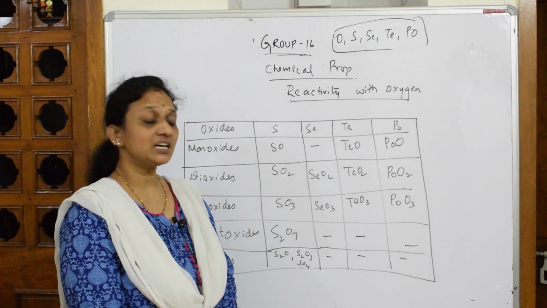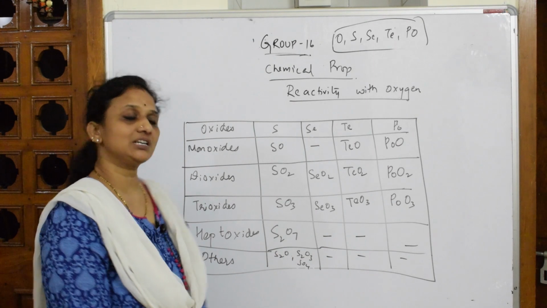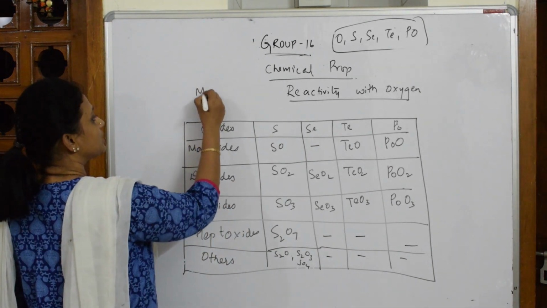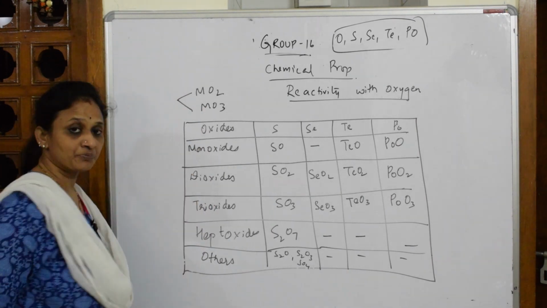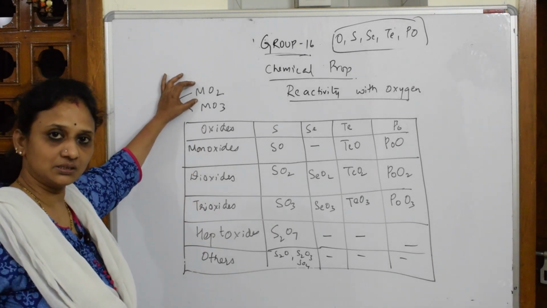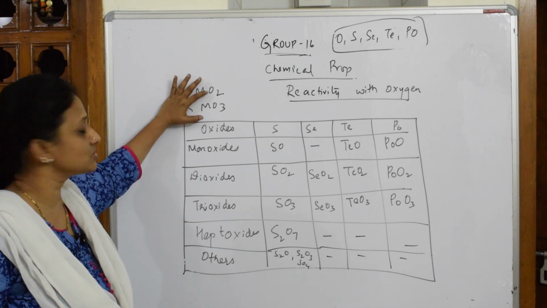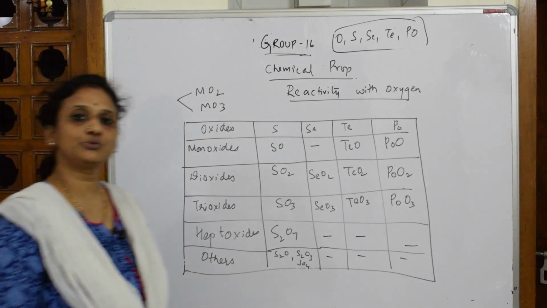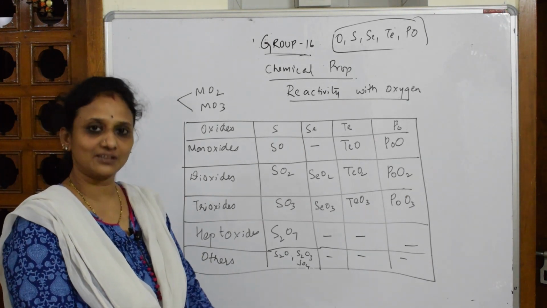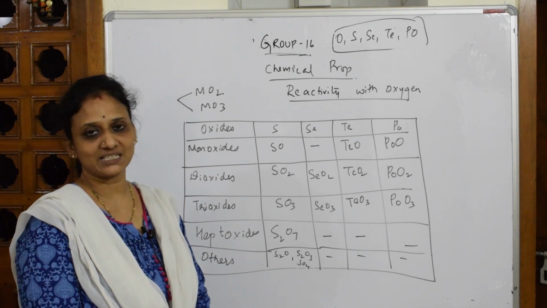Done. Now when I come back to reactivity with oxygen, group 16 elements are going to form oxides of type MO2 and MO3. These are quite common oxide forms. Here M is the element of group 16, combined with oxygen as O2 and O3. I've listed all the oxides of group 16 here. This will be useful for your exams also.